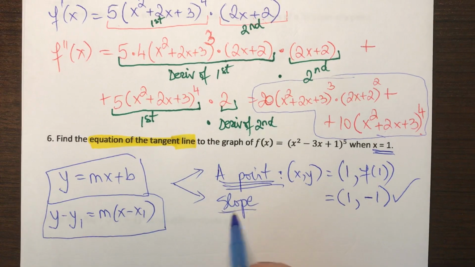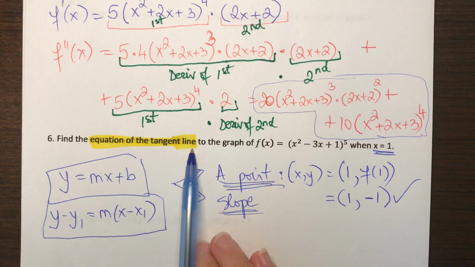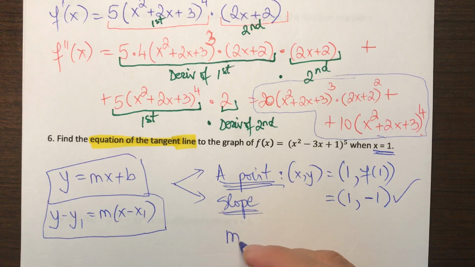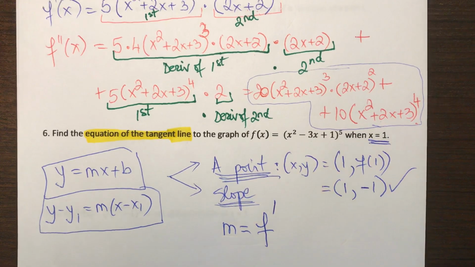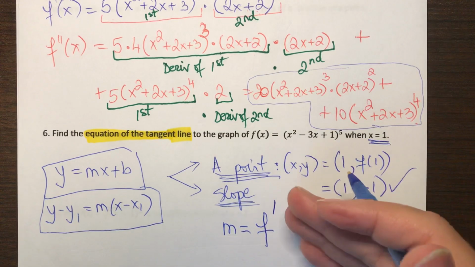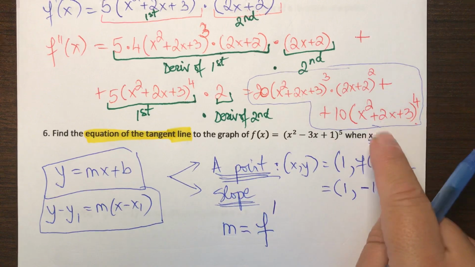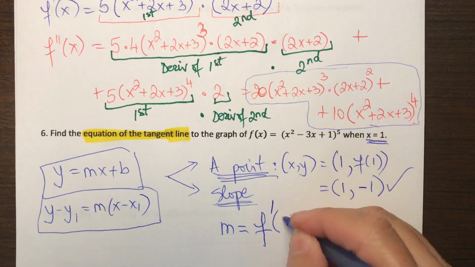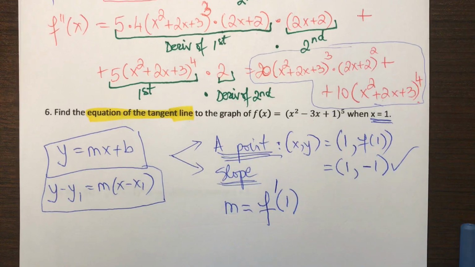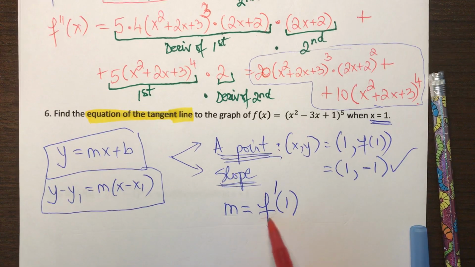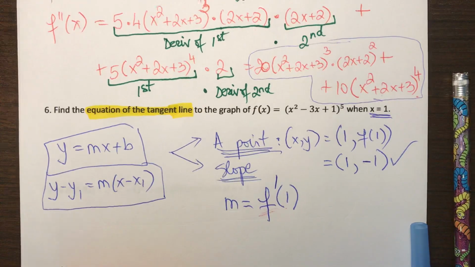How do I find the slope? How do I find the slope of the tangent line? Remember, the slope of the tangent line is always equal to what? The derivative of that function, right? But the derivative itself is going to be a function. Specifically, I wanted the tangent line where x is 1. So I'm going to have to find the slope of that tangent line by finding the derivative at that point, which is 1. So that means, first of all, I have to find the derivative, then plug in 1.